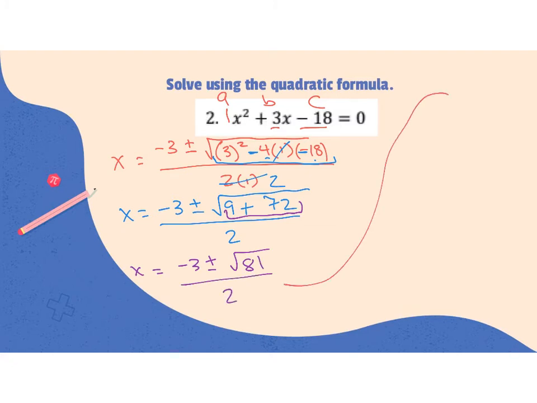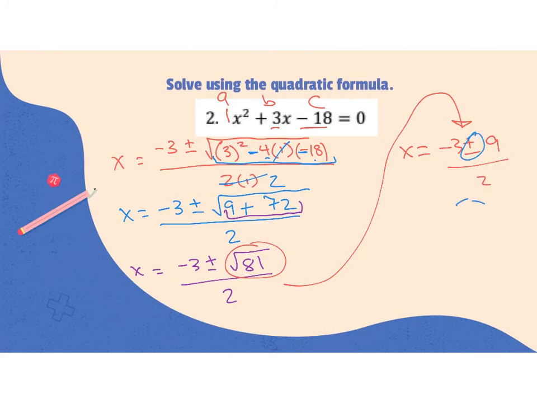Again, I'm going to come up to the top here and do a second row or a second column. So x equals, now I take the square root of 81. Still haven't touched the negative 3. Still haven't touched the plus or minus. The square root of 81 is 9. So that's helpful. All divided by 2. Now I'm at the point where I've done all the simplifying that I can before I split.